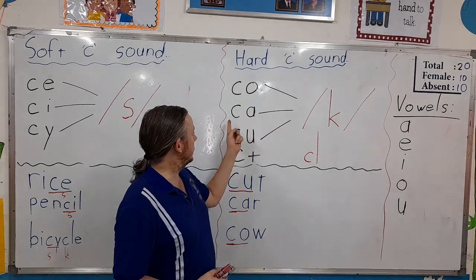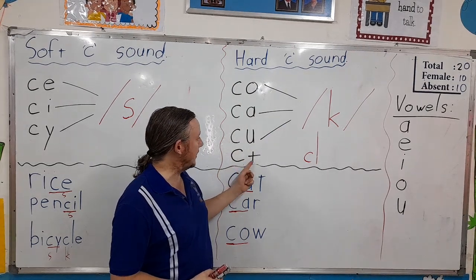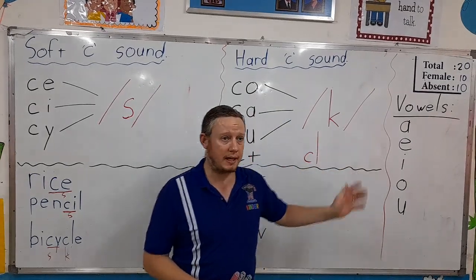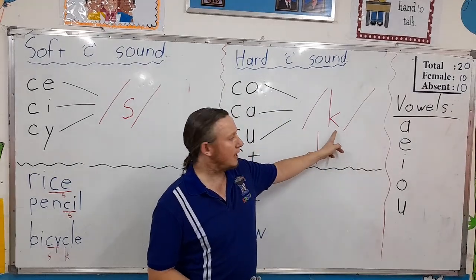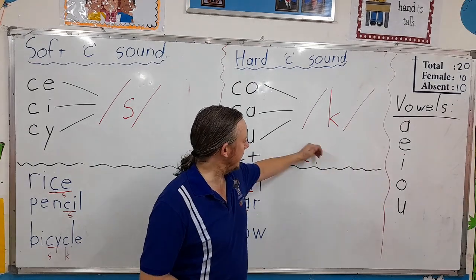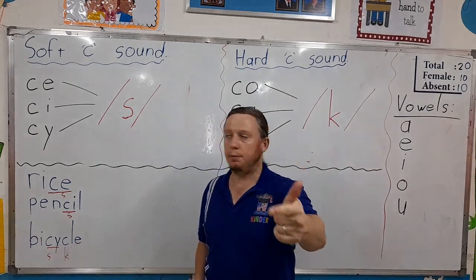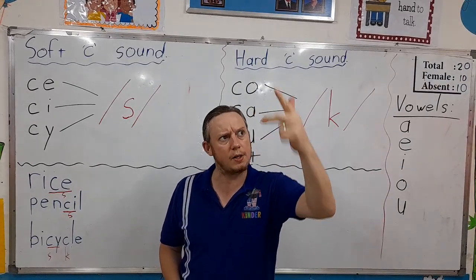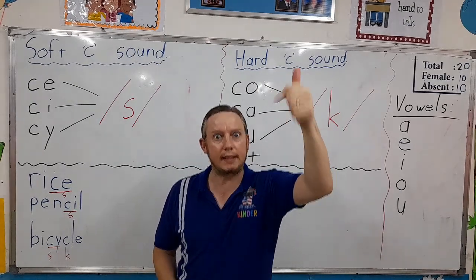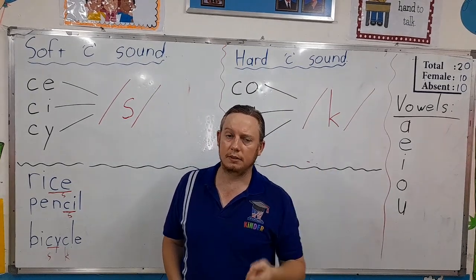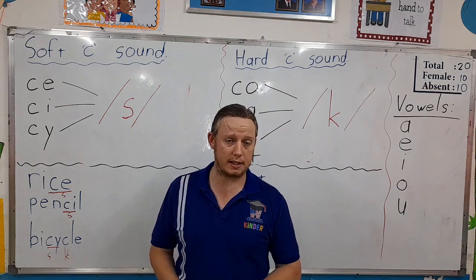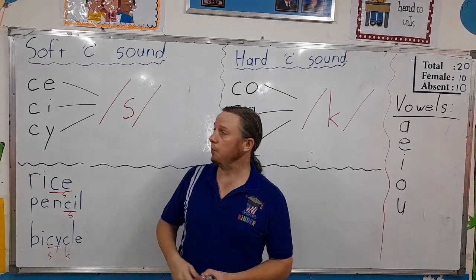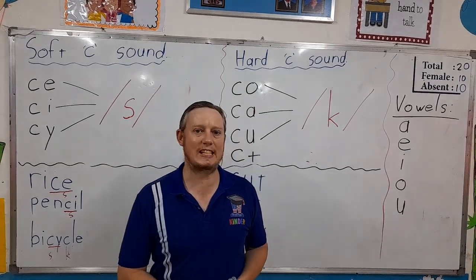Remember, C-O, C-A, C-U, C plus anything, L, G, R, B, Q, does not matter, we'll always make the cut sound. Okay, and whenever we see C-E, C-I, C-Y. See, even Teacher David sometimes forgets. C-E, C-I, C-Y. If you remember that, I promise you, you can get full points on our next quiz. Okay, C-E, C-I, C-Y. That one will always make your S sound.